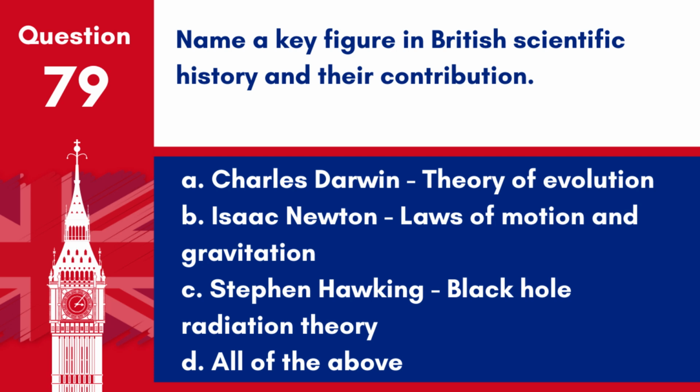Question 79. Name a key figure in British scientific history and their contribution. A. Charles Darwin. Theory of evolution. B. Isaac Newton. Laws of motion and gravitation. C. Stephen Hawking. Black hole radiation theory. D. All of the above. Answer: D. All of the above. Charles Darwin is known for his theory of evolution, Isaac Newton for his laws of motion and gravitation, and Stephen Hawking for his theory on black hole radiation.